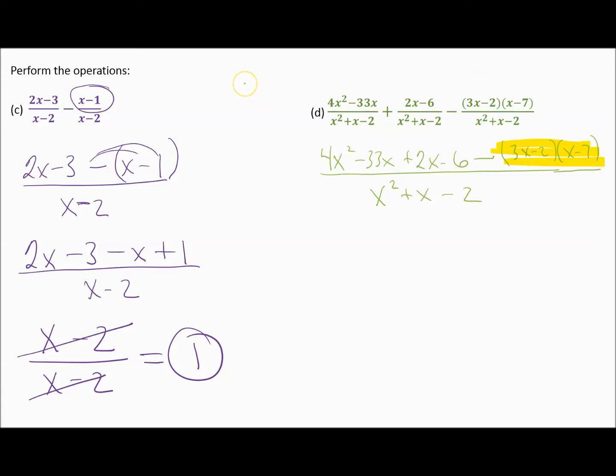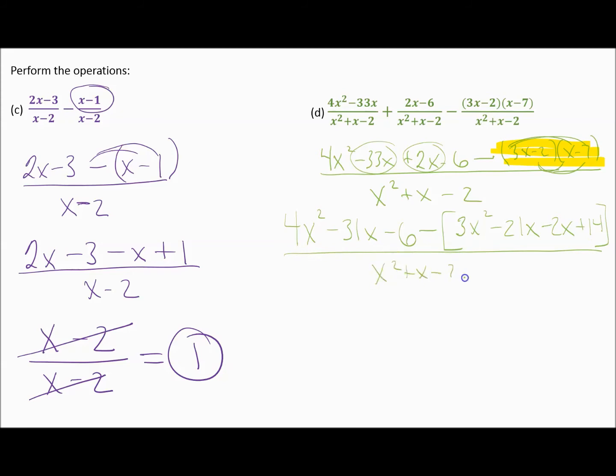Alright, so I've got 4x squared, and then a negative 33x added to a positive 2x is a negative 31x, and then minus 6 minus, now watch this, I've got to do 3x times x, that's 3x squared. 3x times negative 7 is negative 21x. Also got to do negative 2 times x is negative 2x, and negative 2 times negative 7 is plus 14. That's all over my common denominator of x squared plus x minus 2.